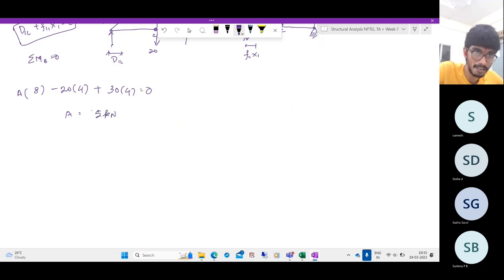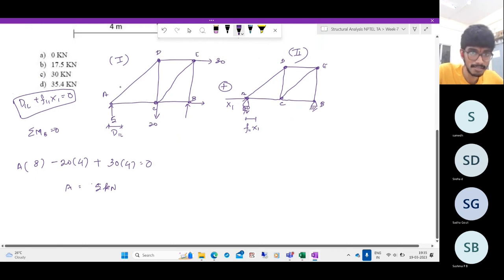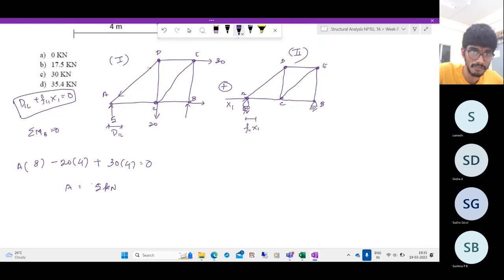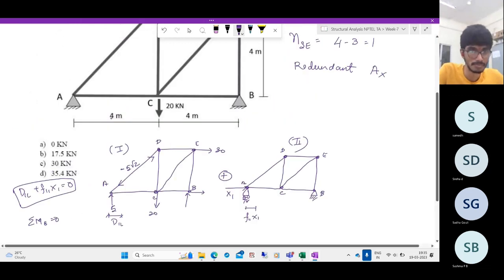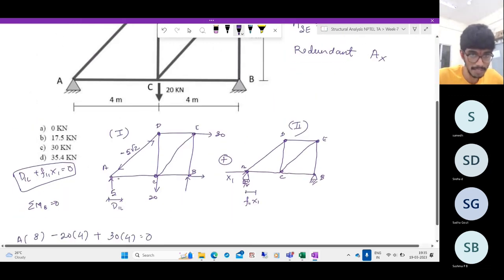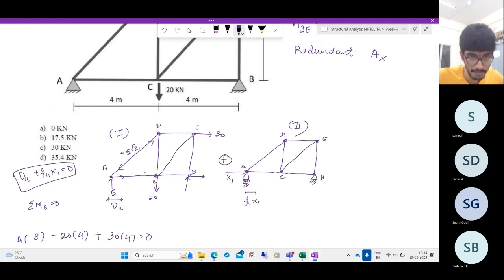So here we have an upward force of 5 kilonewtons acting, which means this will be subjected to, this is a 45 degrees triangle, so this will be subjected to a compression of 5 root 2, which means this will be subjected to a tension of 5.